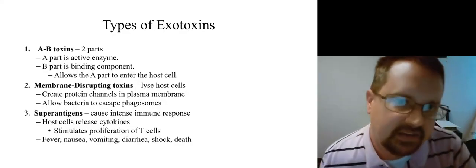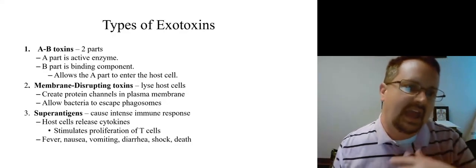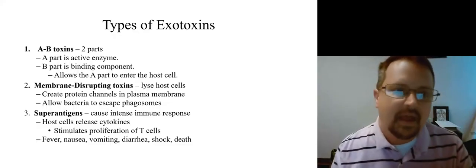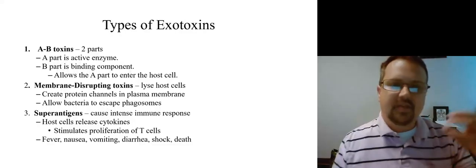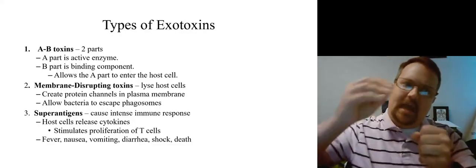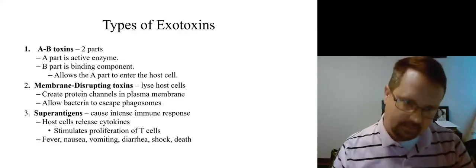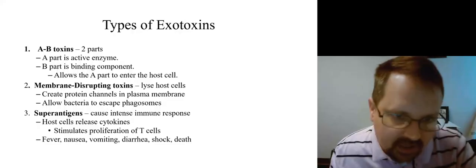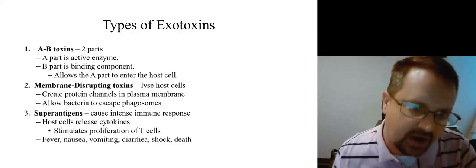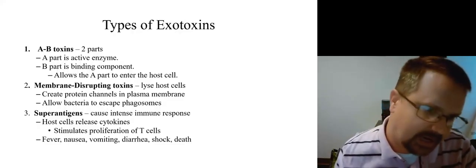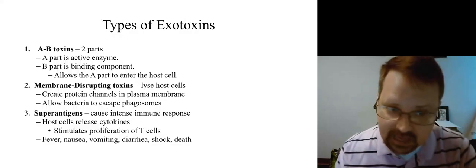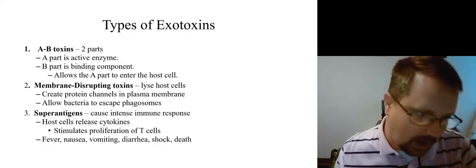There's AB toxins. These are two-part. The A part's an active enzyme, and the B part is binding. The B part binds and allows the A part to enter, and the A part is an active enzyme that actually disrupts the metabolism. There's membrane disrupting toxins. They lyse the host cells to create protein channels in the plasma membrane and allow the bacteria to escape. This allows it to spread.